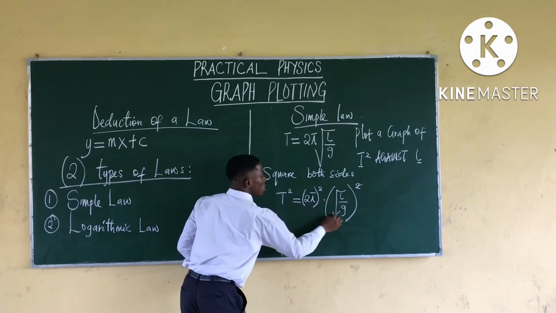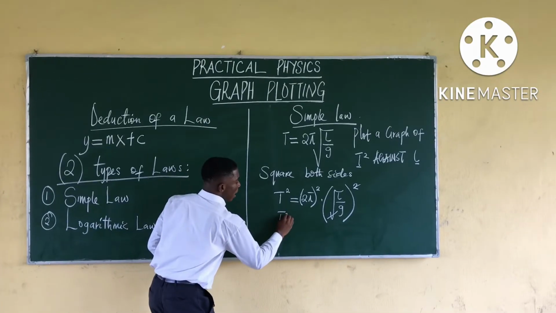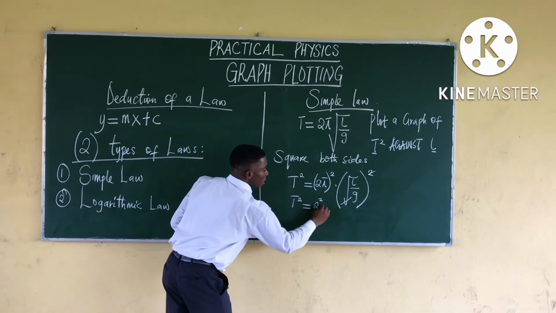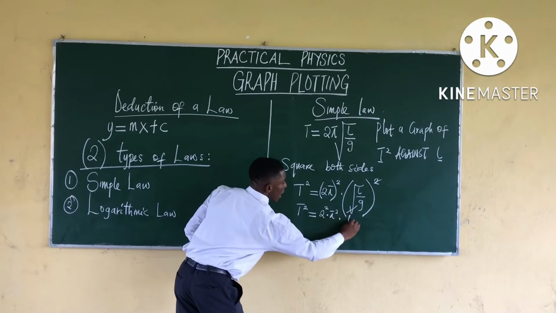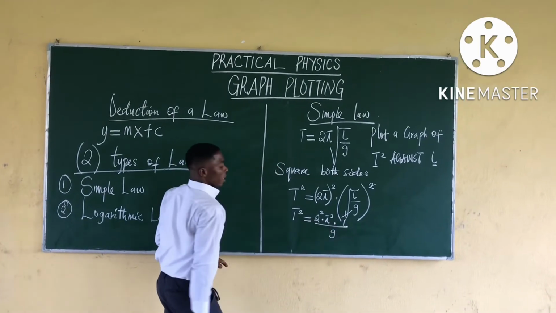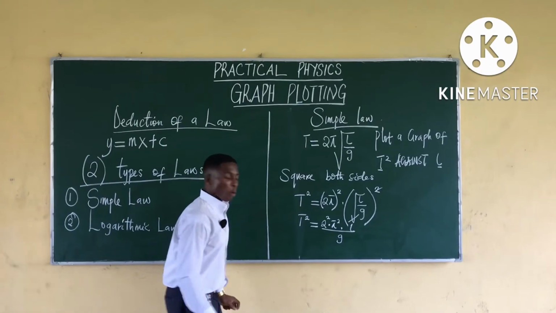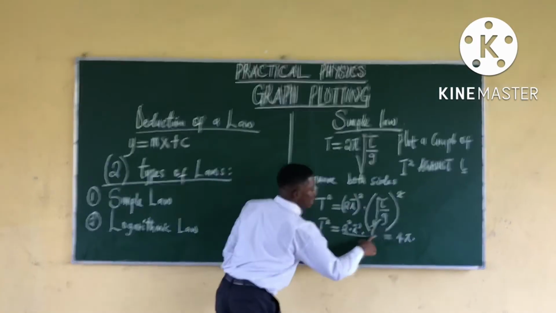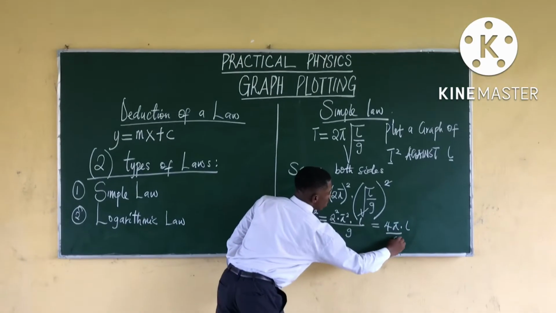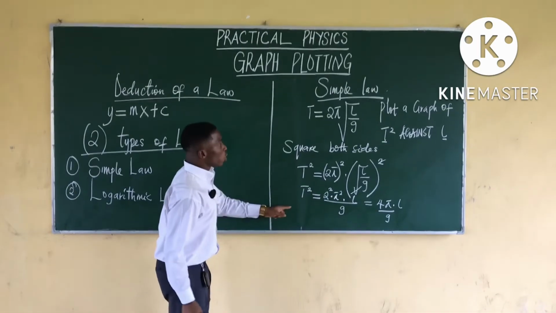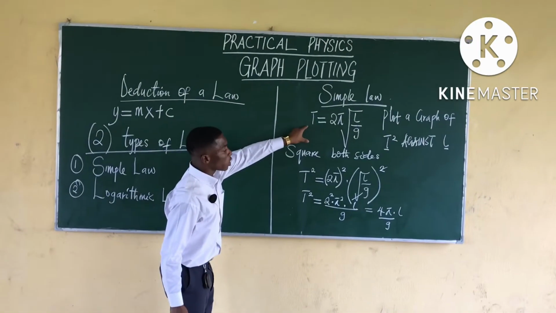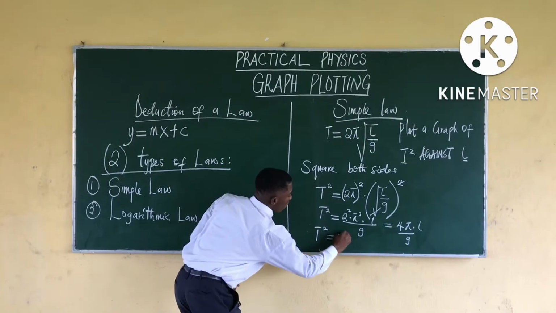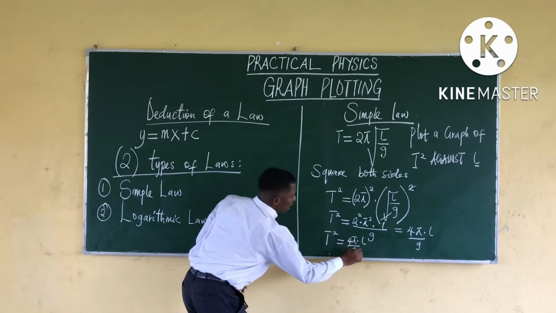This square will take off this square root sign. So you have that T squared is equal to 2 pi all squared, which is the same thing as 2 squared times pi squared times L all over g. At this point, 2 squared is equal to 4, and you have pi squared times L all over g. So the deduced form of this law is T squared is equal to 4 pi squared times L all over g.